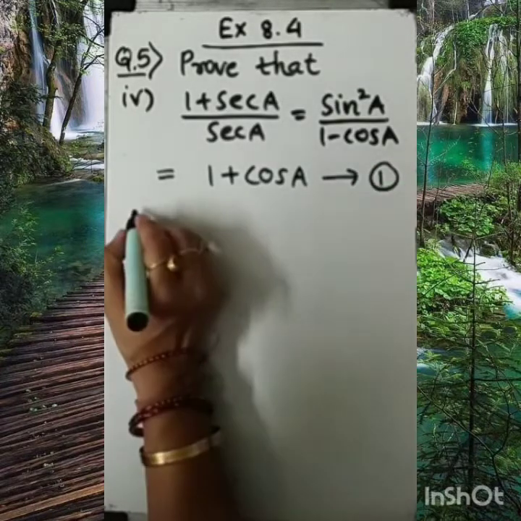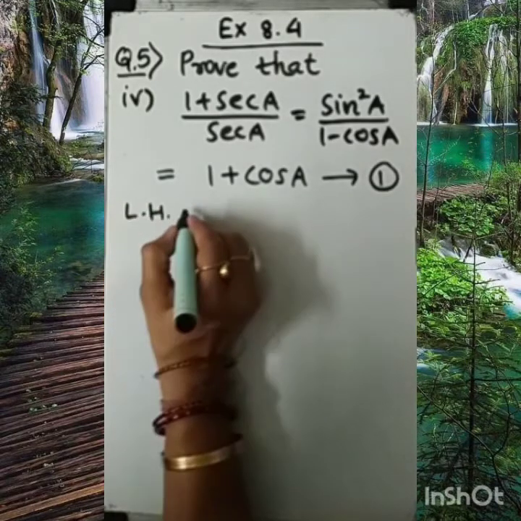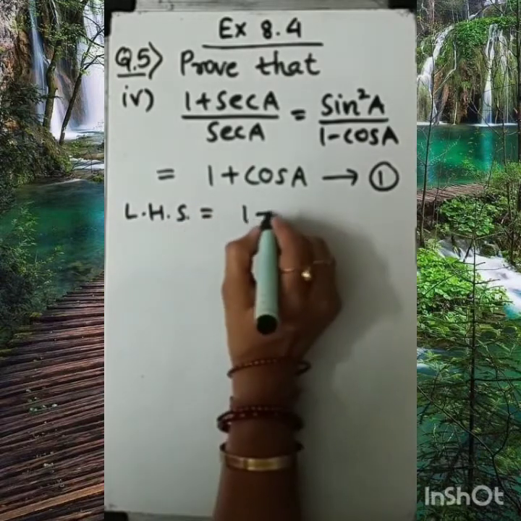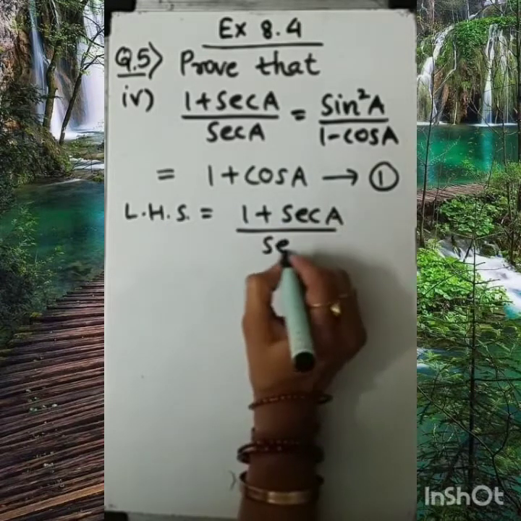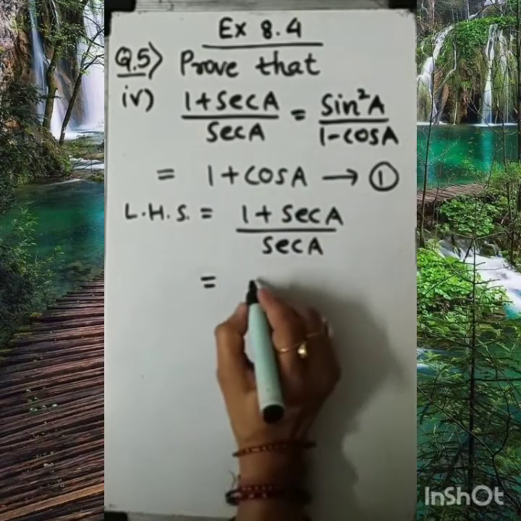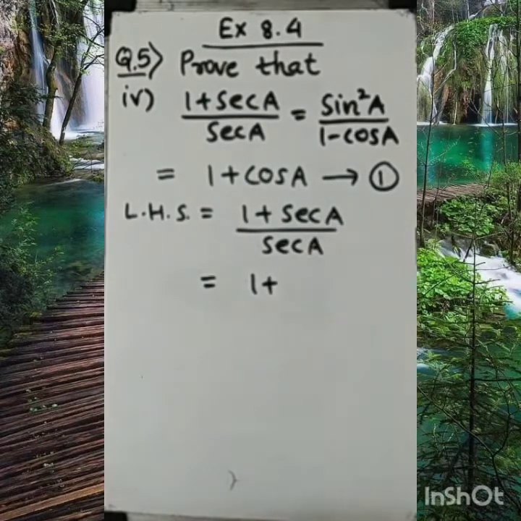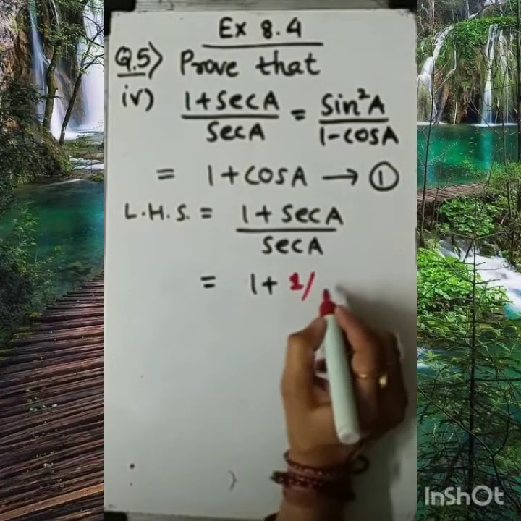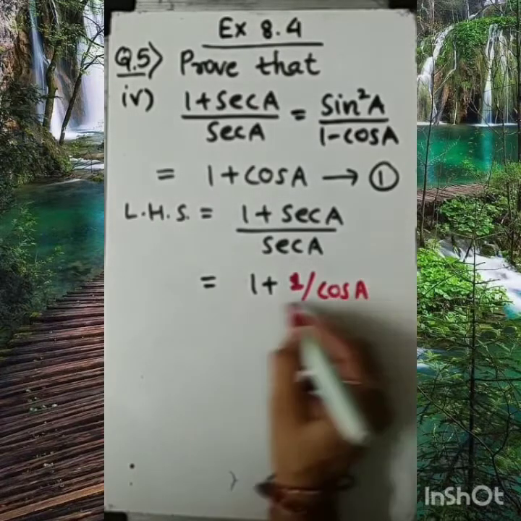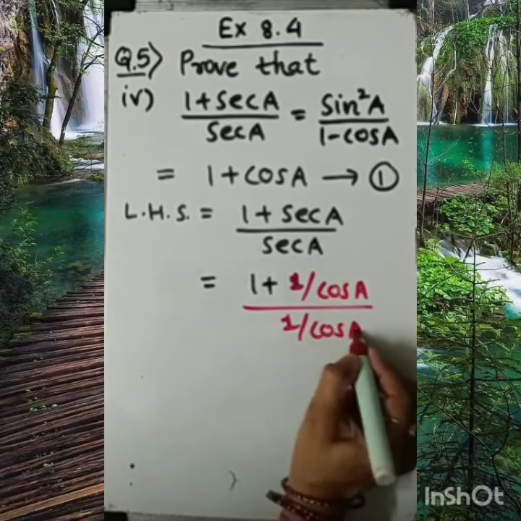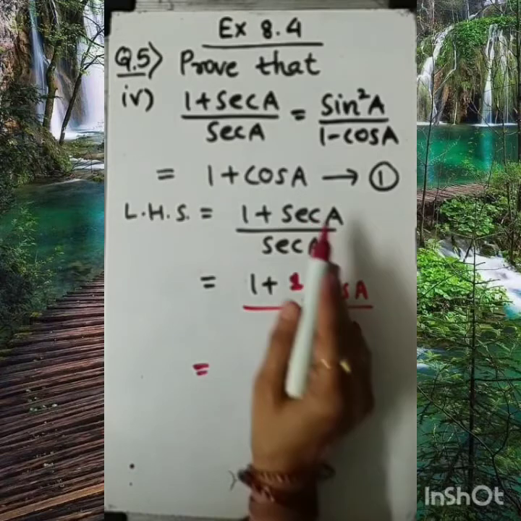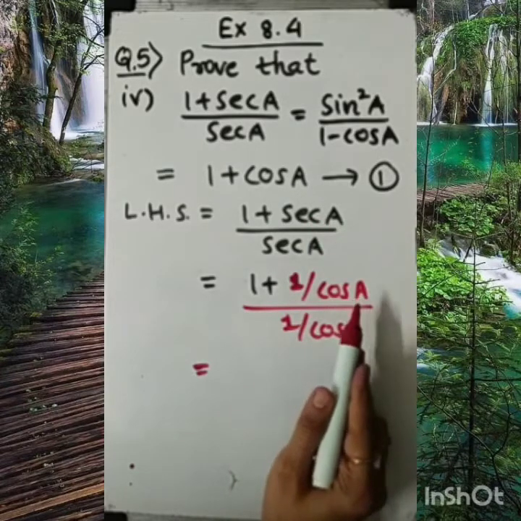Now I am beginning with LHS also. Now I would like to start with LHS. 1 plus sec A upon sec A. Dear student, we know very well sec is the inverse of cos. So in place of sec A, I need to write 1 upon cos A. And same procedure for this, 1 upon cos A. Got it? Nothing else I have done. In place of sec A, I have written 1 by cos A.